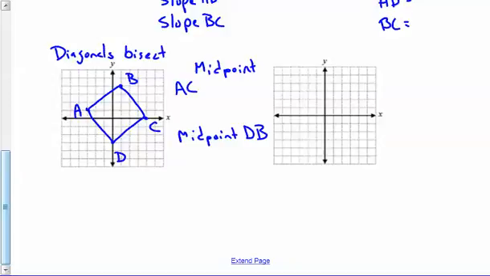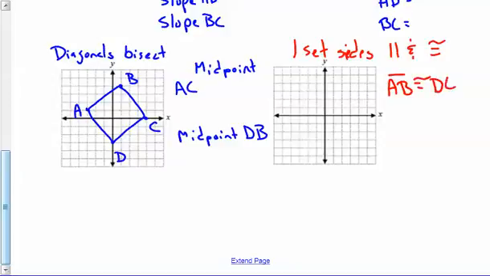Okay, last method that you'll do is to prove one set of sides is parallel and congruent. So pick a set, doesn't matter. Let's say AB congruent to DC. Then you'd also have to prove that AB is parallel to DC. Has to be the same two sides that are both congruent and parallel. Which order you do that in does not matter.